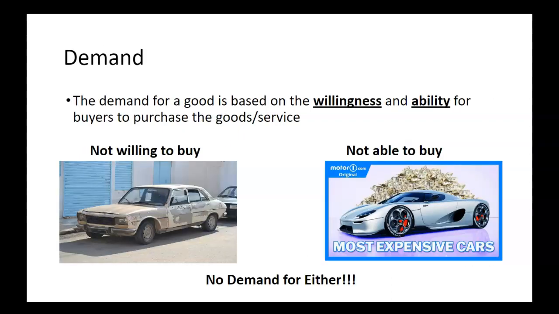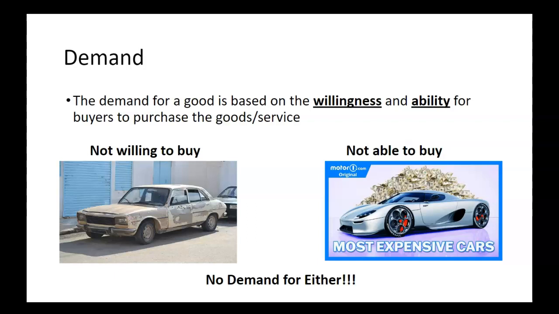So demand. The demand for a good is based off of the willingness and the ability for a buyer to buy the good or the service. So on the left, I have a car, and I might be able to afford that car. I don't want to buy that car, so I don't demand it. On the other side, I have the most expensive cars according to Motor1.com. Okay, that looks like a cool car, but I don't exactly want to spend the money to buy that car. So I, in fact, don't demand either one of these. I'm not willing to buy the left one, and I'm not able or don't want to buy the one on the right. So I don't demand either one of these.